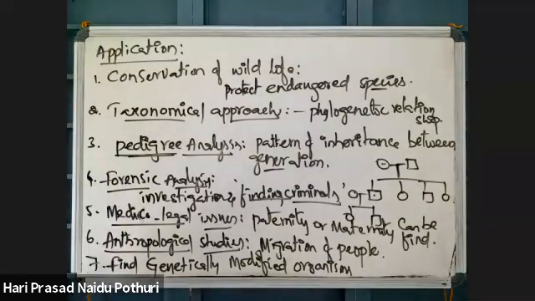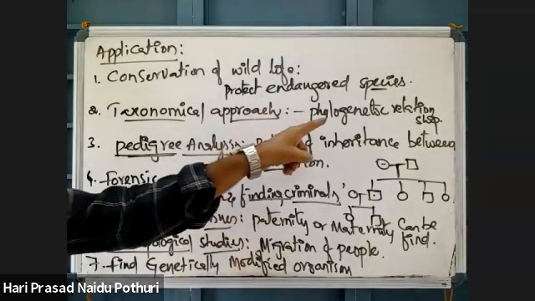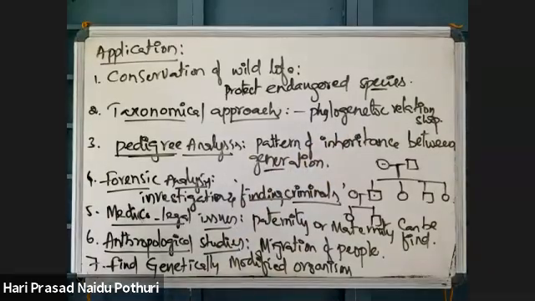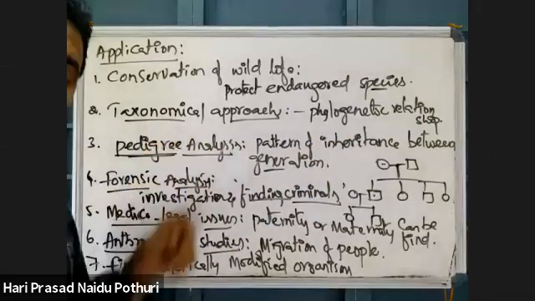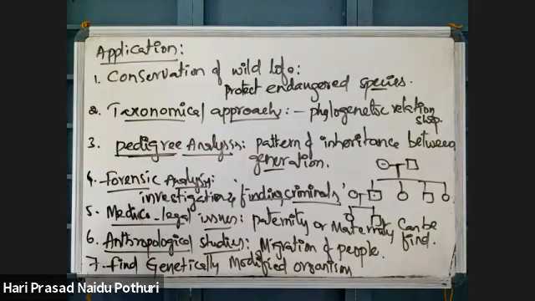See, one by one I will explain. First one, conservation of the wildlife. I told you. If any animals are endangered, by using DNA fingerprinting, the relationship with some other organisms we can find and we can protect them. That is conservation of wildlife. Taxonomical approach I told you. Phylogenetic relationship we can study. The relation of an organism with their ancestors can be studied and used in classification of particular class or order or family, genus, species, like that.